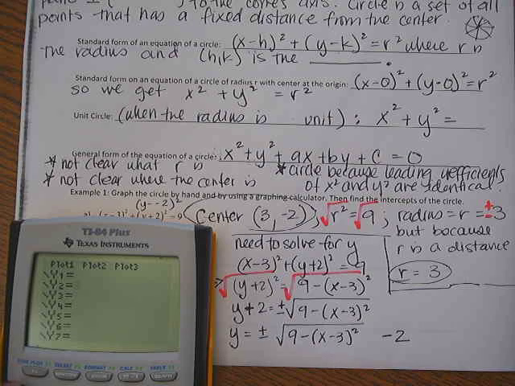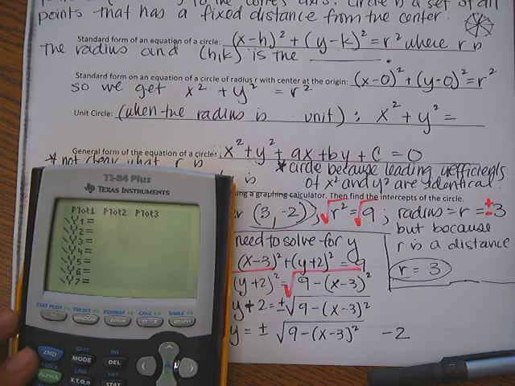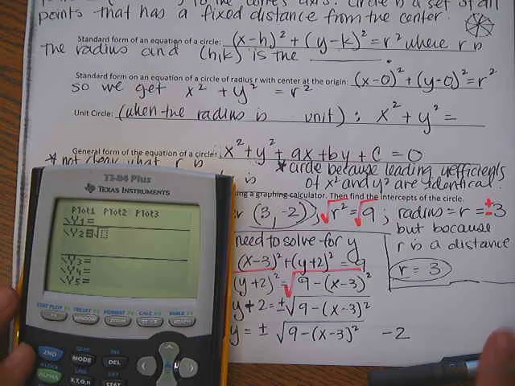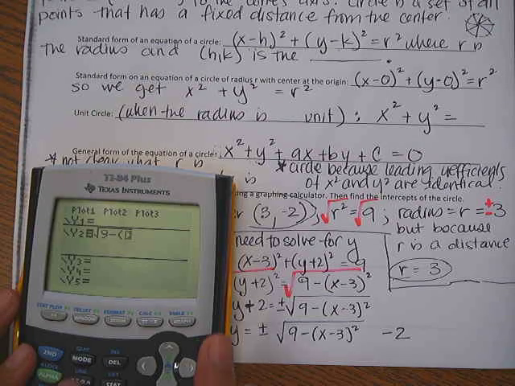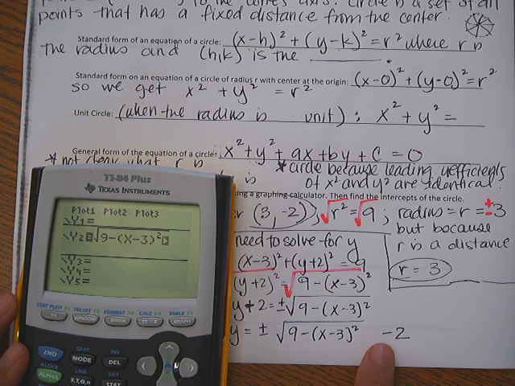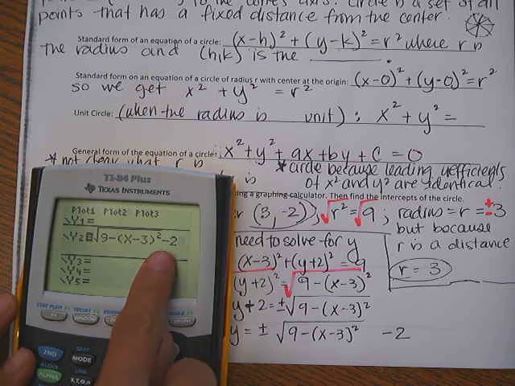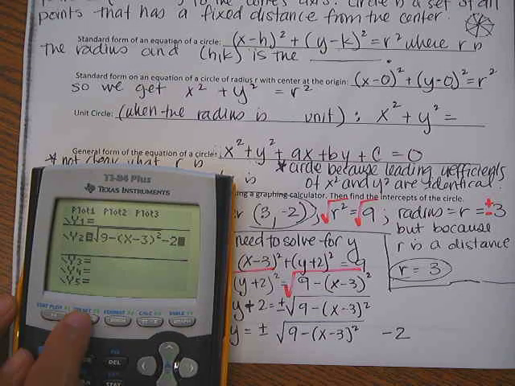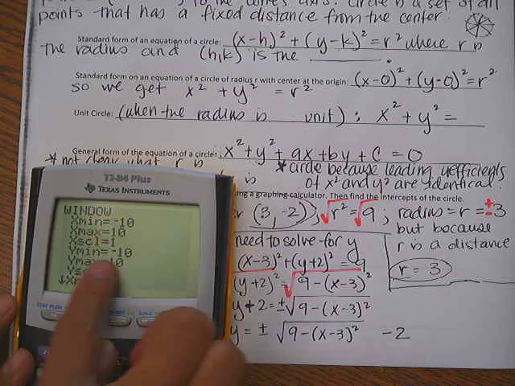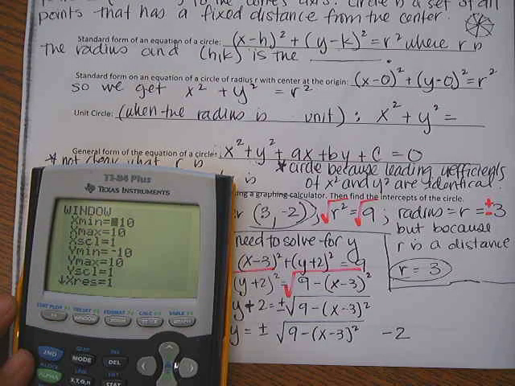So the first one I'm going to do is radical, so second square root, 9 minus open parentheses (x minus 3) squared. See that right there? Now because this 2 is on the outside, move it, minus 2. So make sure it does not belong under the radical. Let's make your window somewhere between -10 and 10. Hit graph.